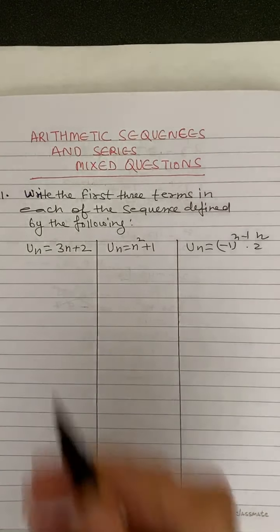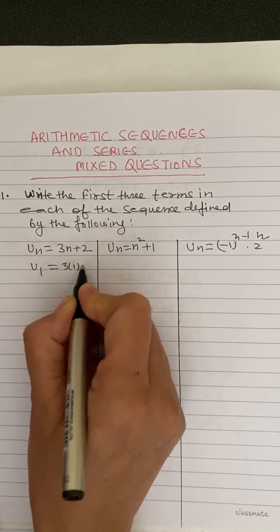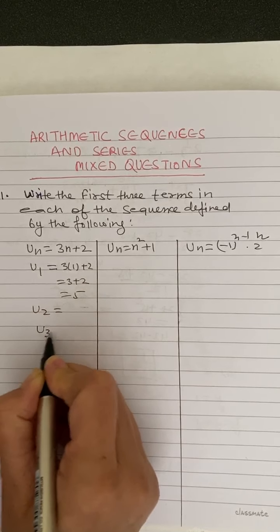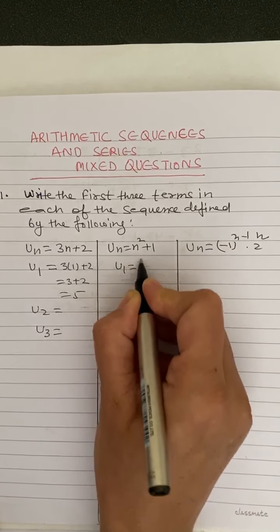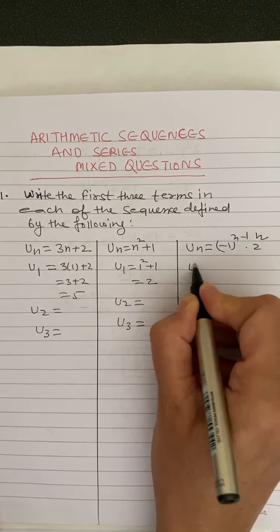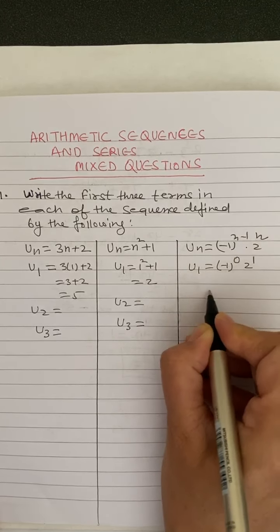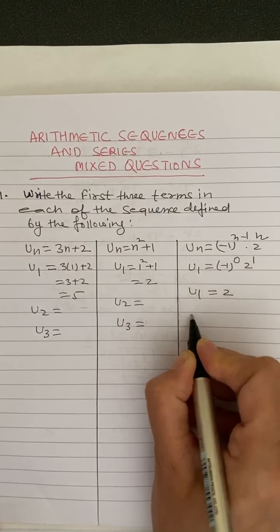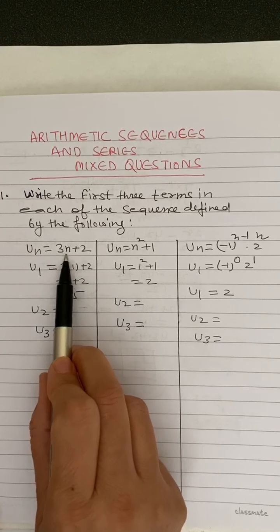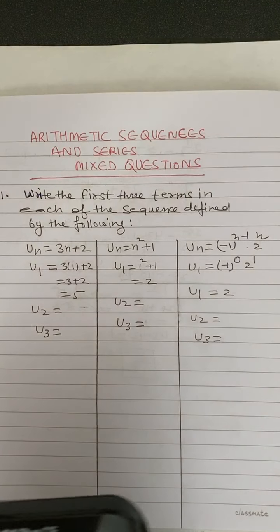One thing you can do is do it by hand. So you substitute for u1, replacing n by 1, and you get 3 plus 2, which is equal to 5. And similarly, you can find u2 and u3. And here also u1 will be 1 squared plus 1, which is 2. And then similarly, you can find u2 and u3. And here as well, u1 is equal to negative 1 to the power of 0 times 2 to the power of 1, and this is 2. So similarly, you can do the same steps to find u2 and u3: replacing n by 2 will give you u2, and substituting n by 3 gives you u3.